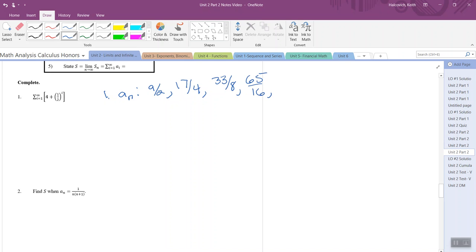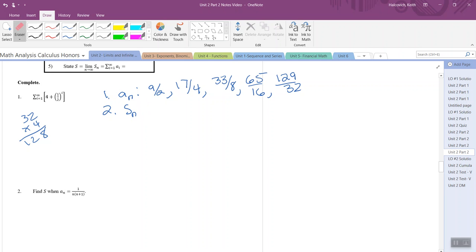And then last but not least, if I put 5 in, so 1/32, 4 plus 1/32 is 129/32, I believe, because 32 times 4 is 128, so plus 1 is 129. So those are the first 5 terms of the sequence. Next, the first 5 terms of the sum.